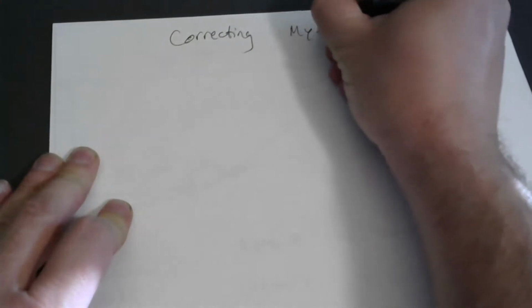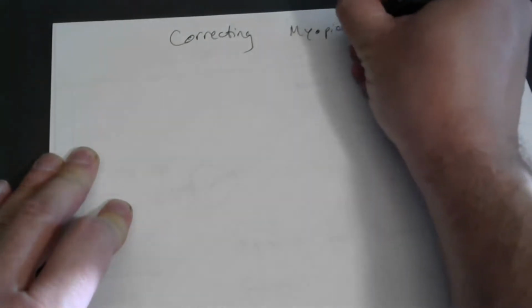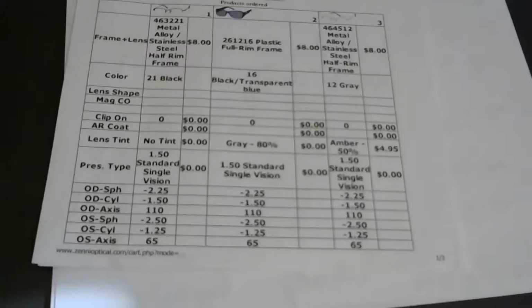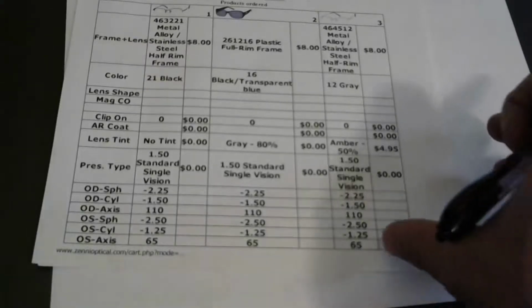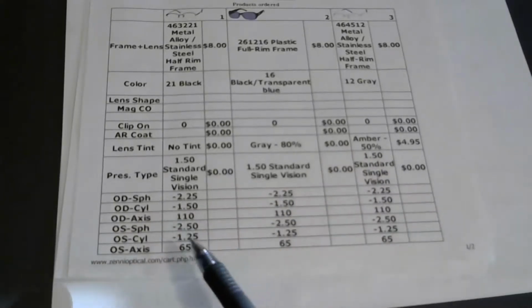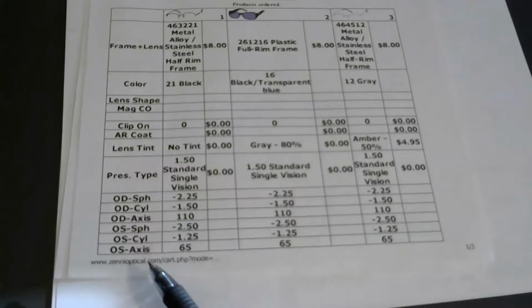So let's look at an example of correcting somebody's myopic vision. And for this purpose, let me grab my old lens prescription. Here is an old invoice from Zenni Optical.